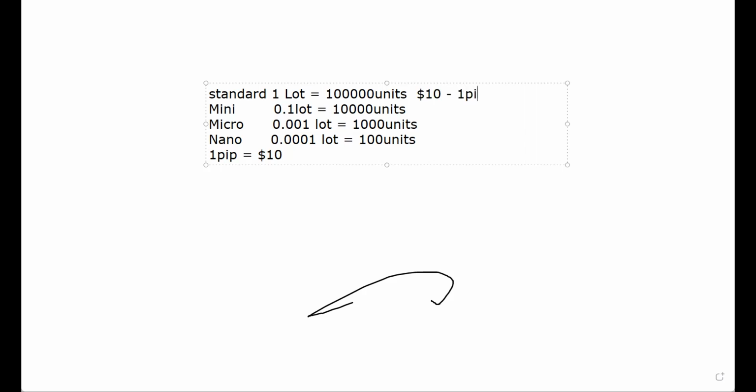One pip for gold. Now with this, the same 1 pip, you are going to earn $1.